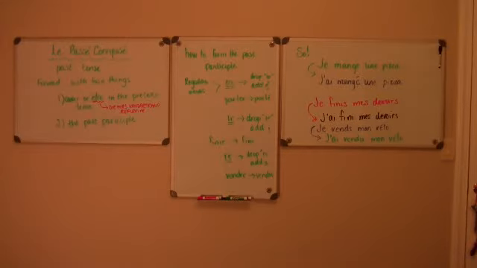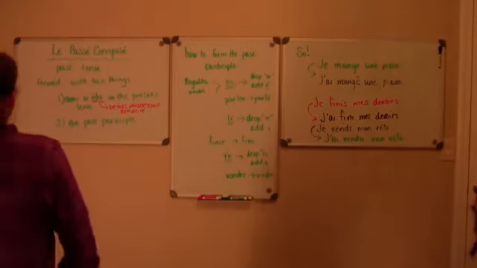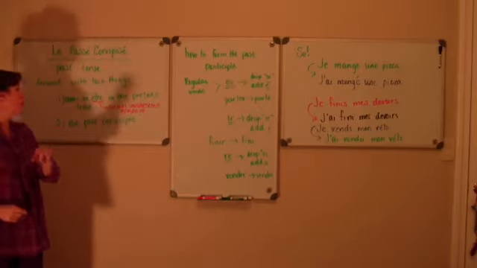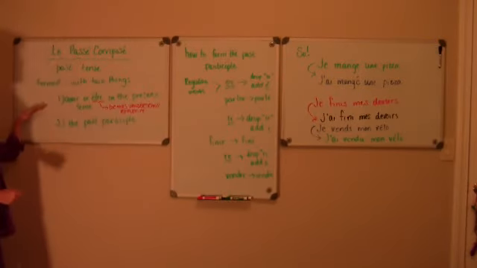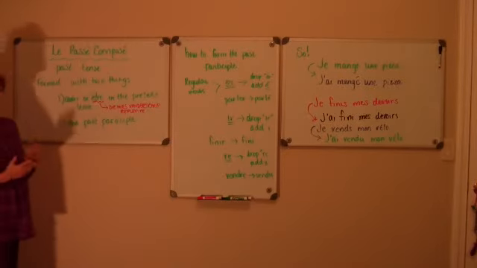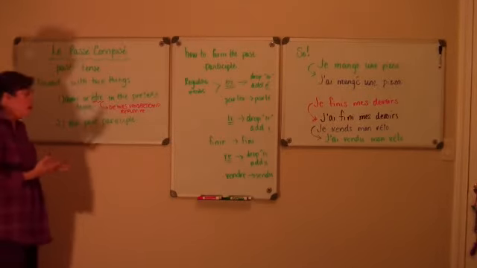Okay, so we're going to take a look at the past tense in French. Le passé composé. The past tense in French is formed with two things. First thing that you have is avoir or être in the present tense. It's an auxiliary verb or a helping verb.